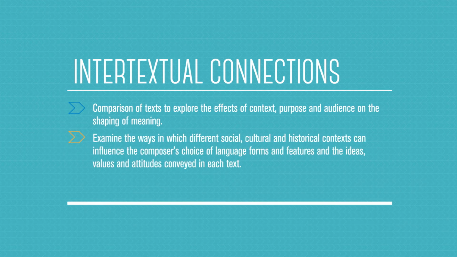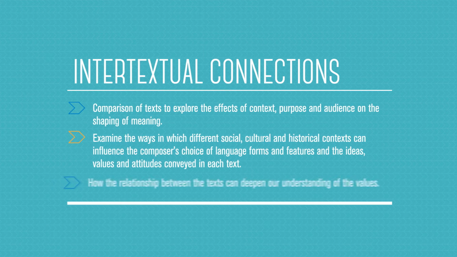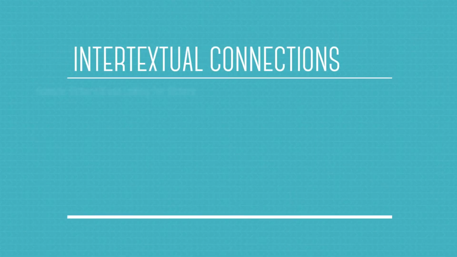You need to look at context all the way through, and how does the language and the ideas and the values and attitudes in each text connect to each other? So what's the relationship? Second one, I'll jump to in a moment, but I'll just give you an example. Richard III and Looking for Richard is Intertextual Connections.